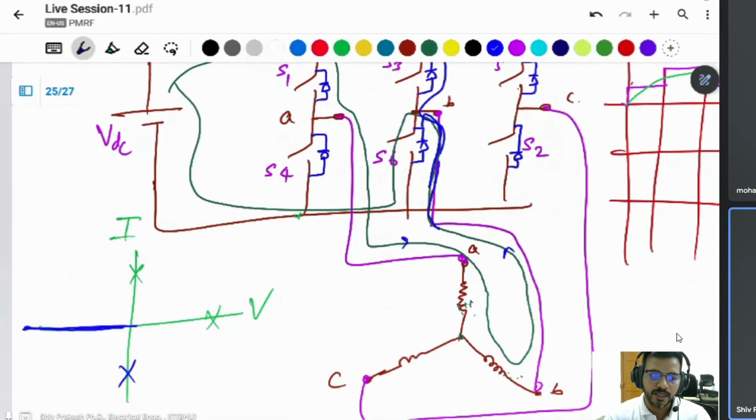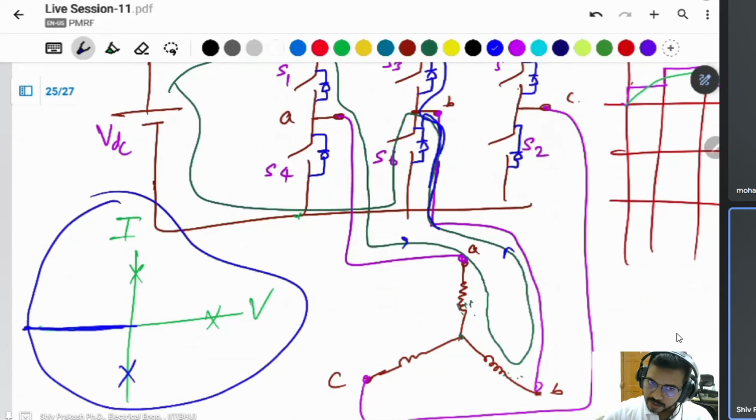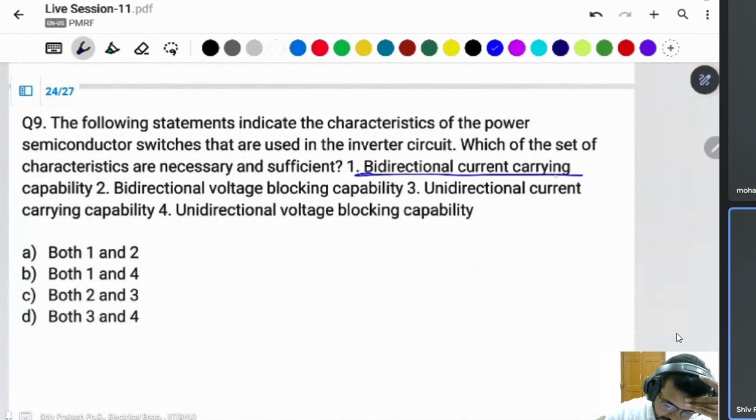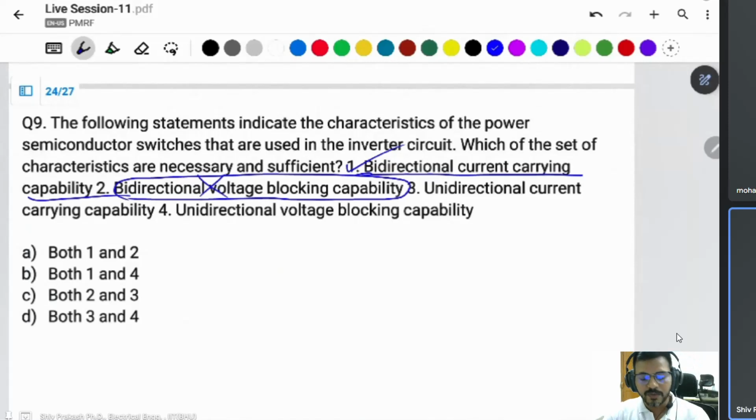If you block both sides, then there is a problem with providing a return path for the inductor when the switch is turned off. This type of switch is used in your inverter: blocking capability on one side and current flowing on both sides. Take as an option: bidirectional current carrying capability, yes, that is fine. Bidirectional blocking capability, no, this is not required, because the inductor current flow is by its own, not yours. Then you have to provide some path for it.